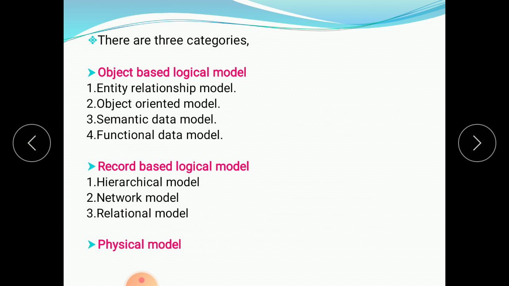Like this, so many entities have a relation in between. Then the object oriented model: there is one object, and according to that object, we can write the coding. That is the object oriented model. Then the semantic data model. Then the functional data model, means using functions.